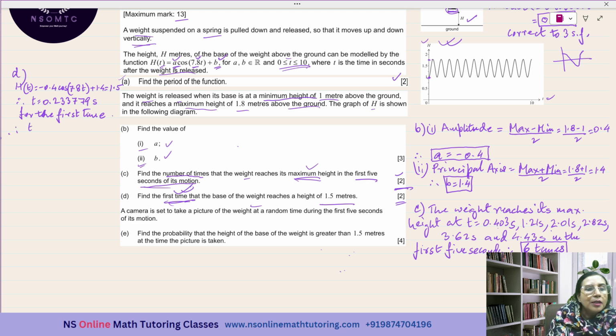Therefore, t is equal to 0. Don't give this as your final answer. You have to give the final answer up to 3 significant figures. So it is 0.234, correct to 3 significant figures, and using GDC, of course. GDC graphs.